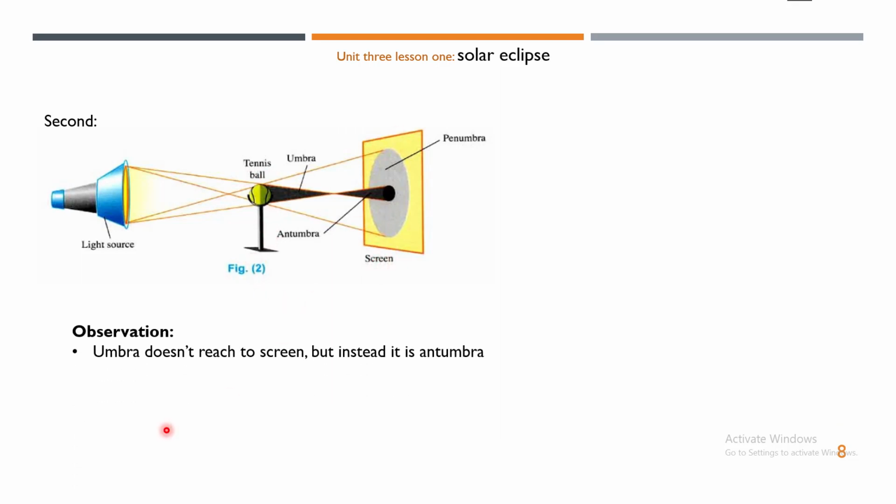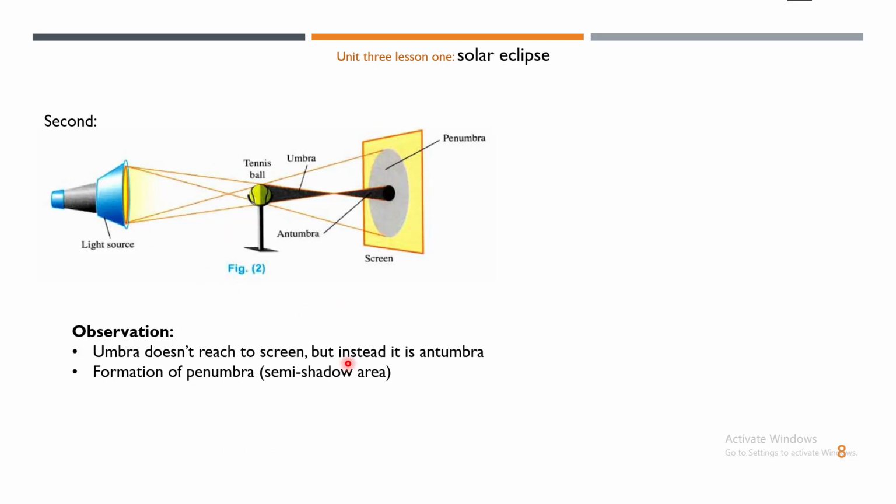And the observation here, the first one: the umbra doesn't reach the screen, but instead it is the antumbra. Okay, the umbra is this part, and yes, it doesn't reach the screen, but instead we flip the picture of the umbra, which is called the antumbra, which is this part. The second observation is the formation of the penumbra, which is the semi-shadow area, as before.